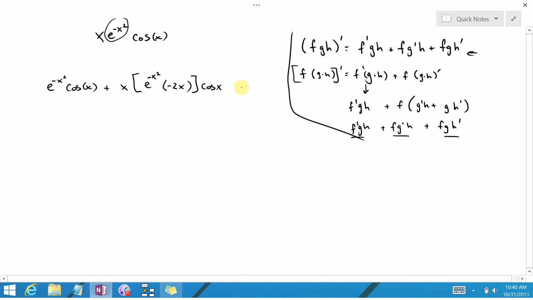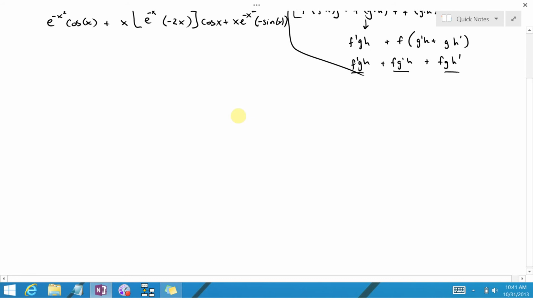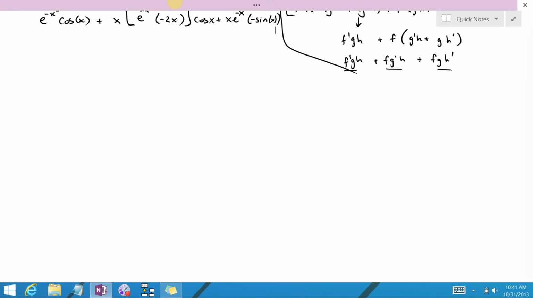Okay. And then finally, we would be adding on the derivative of cosine. But the derivative of cosine is just negative sine. So this is x e to the negative x squared times negative sine. So this should have been a relatively easy problem. The next problem is going to be a bit more challenging.